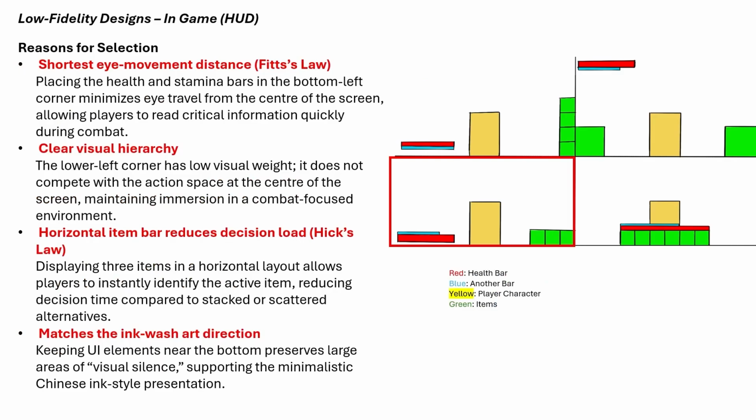For the HUD, I tested different positions for the health, stamina, and items. Some layouts put everything at the top, but that blocked too much of the view. Others spread elements to all 4 corners, which made it hard to scan quickly. So I decided on the bottom left for the bars and bottom right for the items. This keeps the combat information in 2 predictable corners, leaves the center of the screen clean, and works well with third-person action.